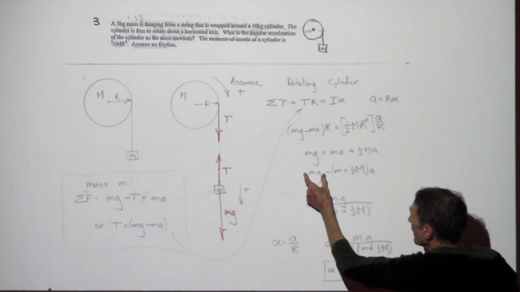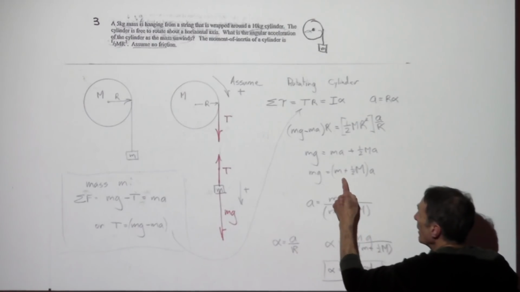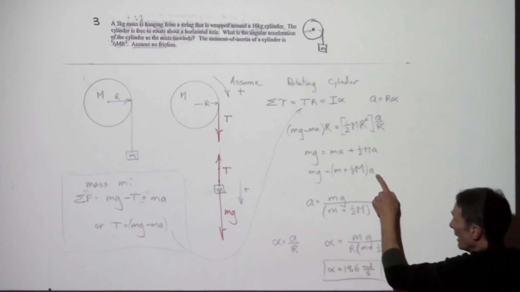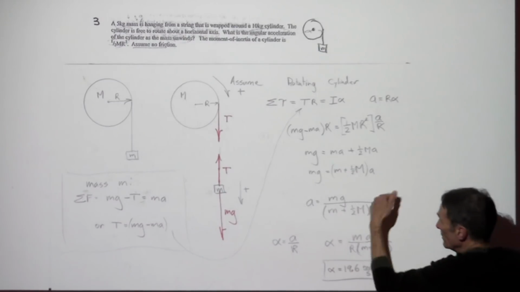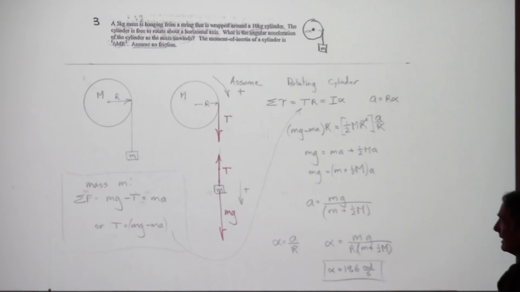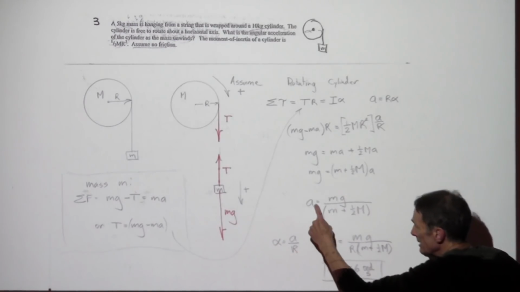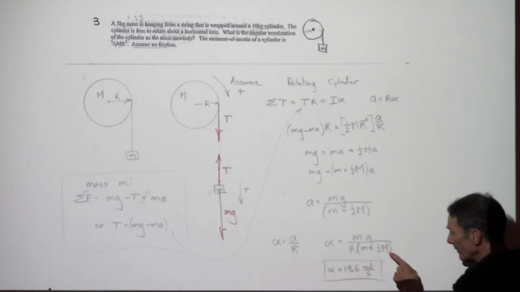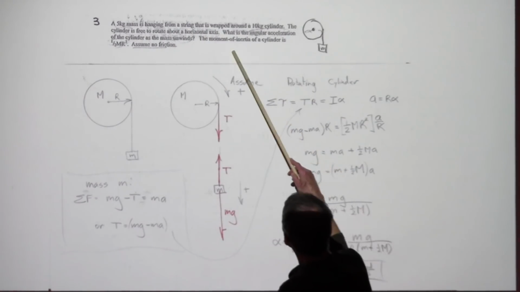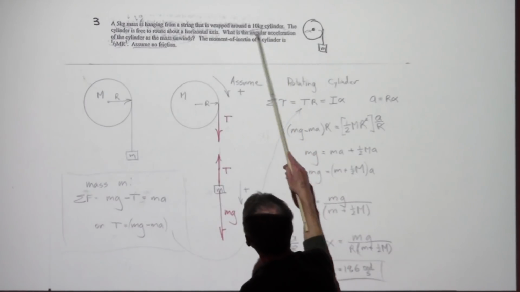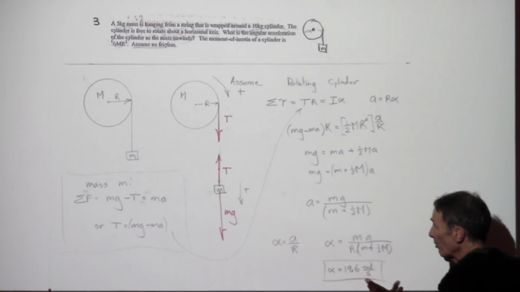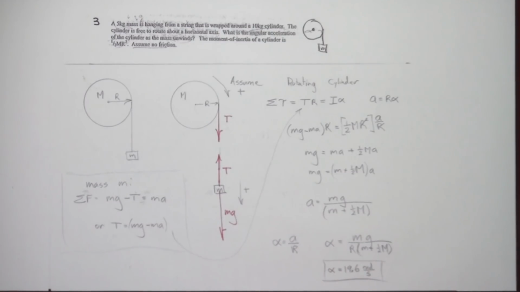And we have mg, that force, is equal to m plus 1/2 of big M, which was the mass of the disk, times the acceleration. And solving for the acceleration, we get that. If we want to get the angular acceleration, we can take that a and divide by r, and we can come up with that. He does ask for, what does he ask for? What is the angular acceleration of the cylinder as the mass unwinds? So that would be how that's done.